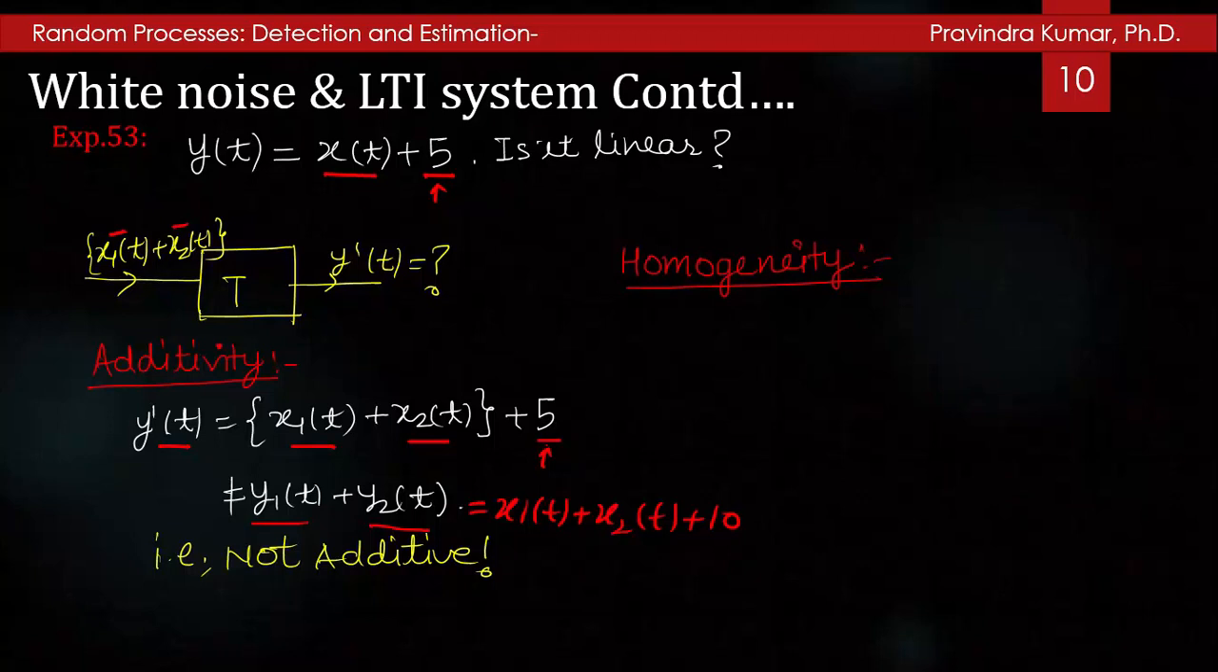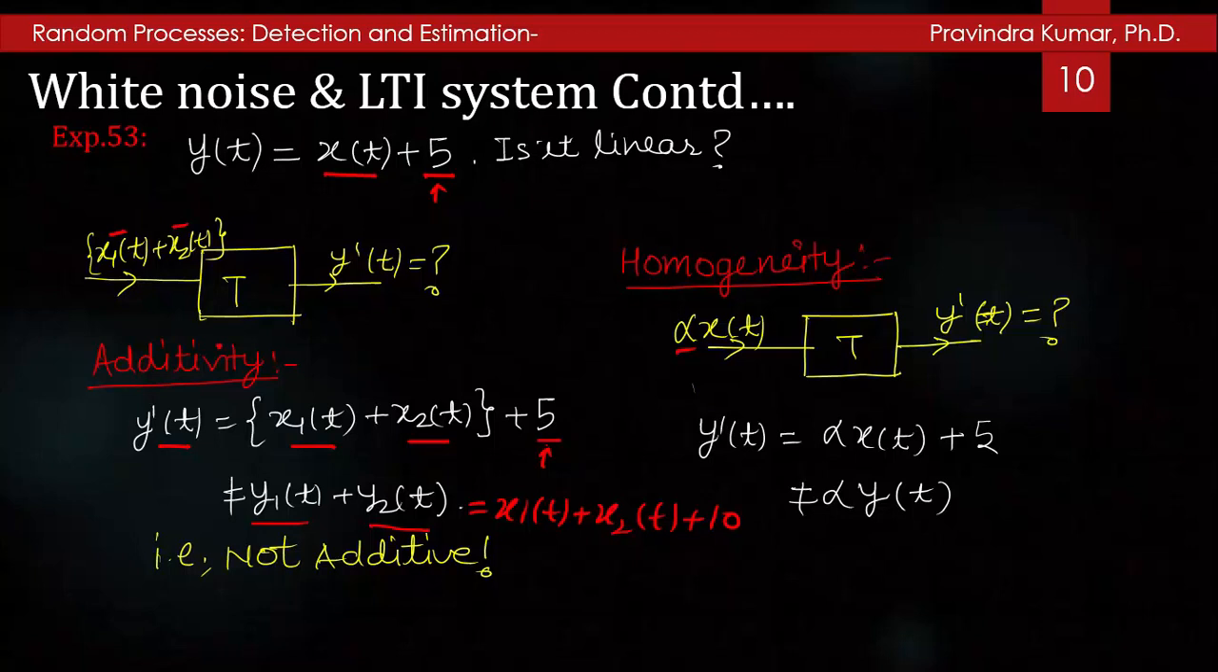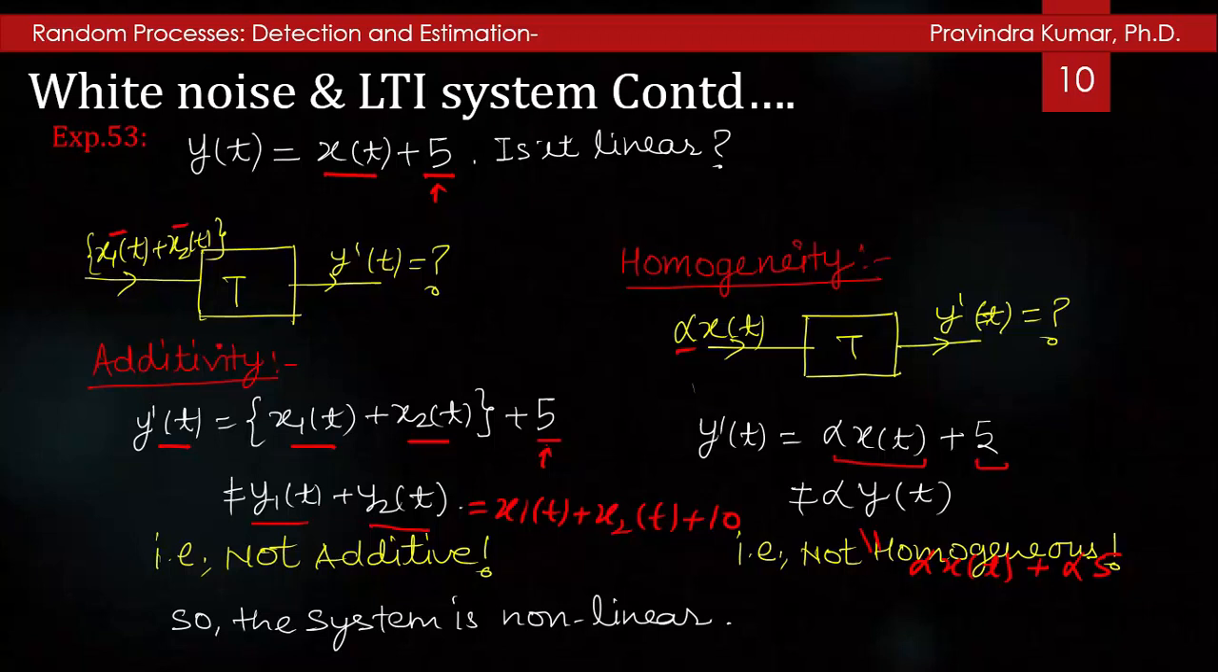And we will check the homogeneity of the system. If I multiply some scalar to the input x(t), what will be the output? Here you can see the output will be alpha x(t) plus 5, because the output is input plus some DC level 5. So it is not equal to alpha y(t), because alpha y(t) will be equal to alpha x(t) plus alpha times 5. It is not. So the system is not a homogeneous system here. So we can say that the system is a non-linear system here.